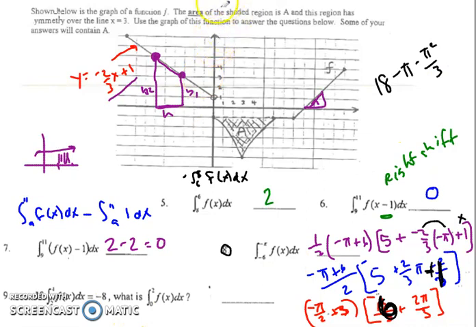All right, let's do number 9, which is the last problem on this page. And they are telling us if the integral from 2 to 4 is negative 8, what is the integral from 0 to 2? So from 2 to 4, we have this section right here.